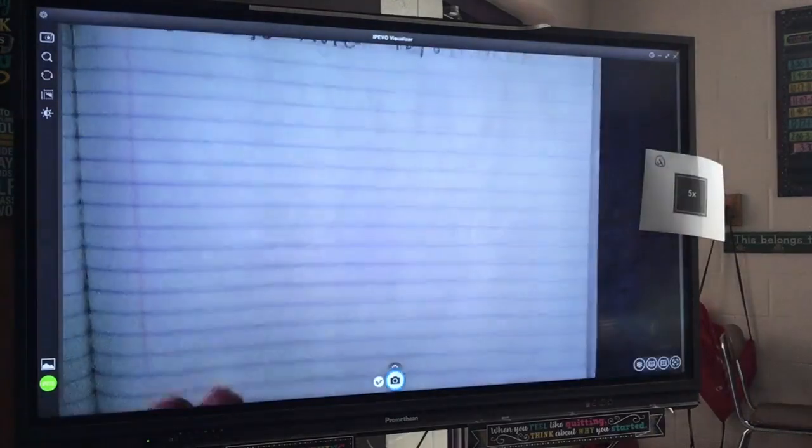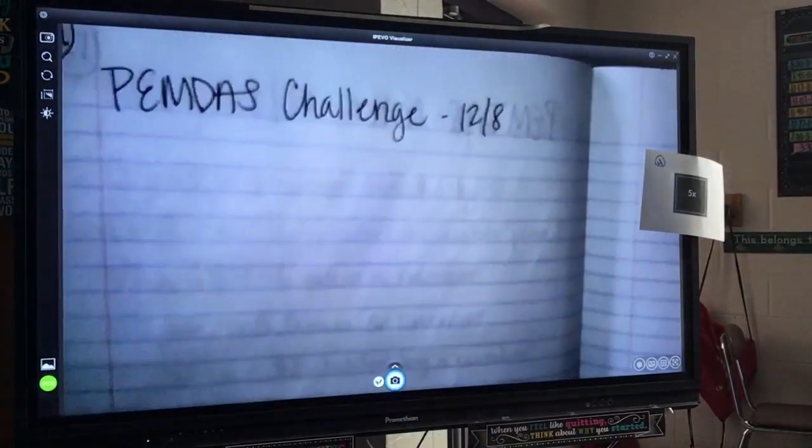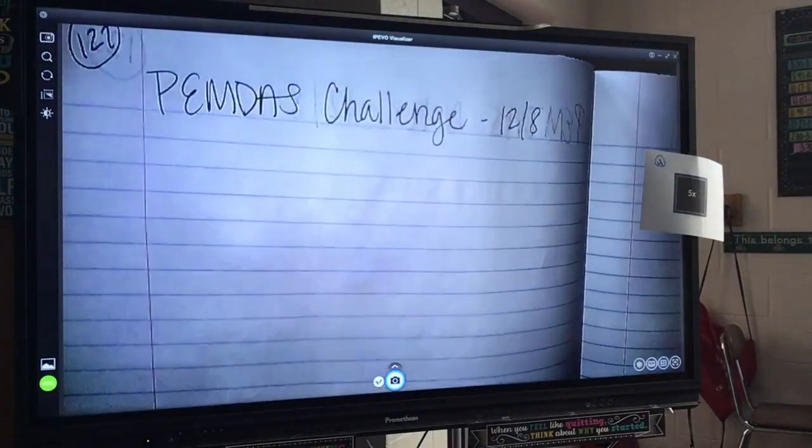Once you get this glued in, go ahead, turn the page, and I need you to label the next left page, PEMDAS challenge.